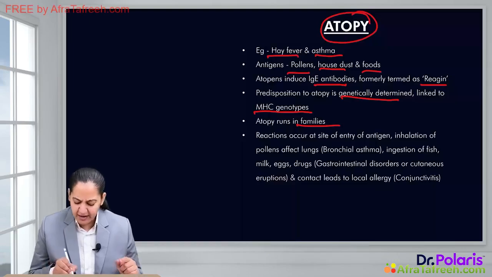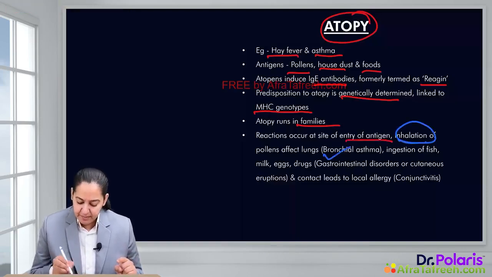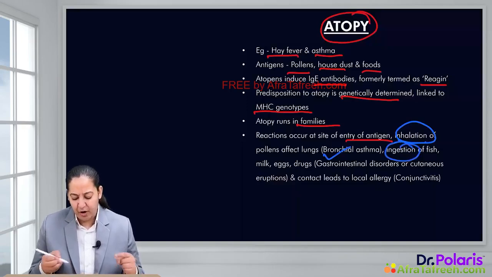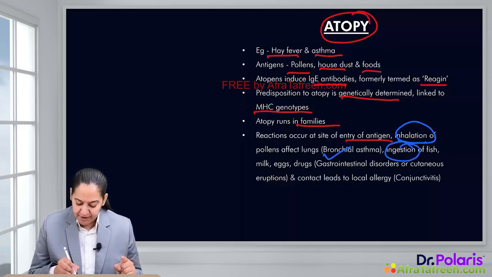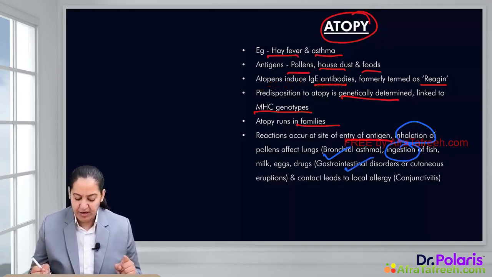So reaction can occur at the site of the entry. Just for suppose if inhalation of the pollen grain is there, it can result in bronchial asthma. If ingestion of fish, milk, egg or drugs is occurring, then the patient has GIT symptoms and cutaneous eruptions.